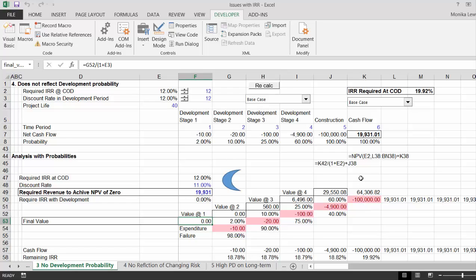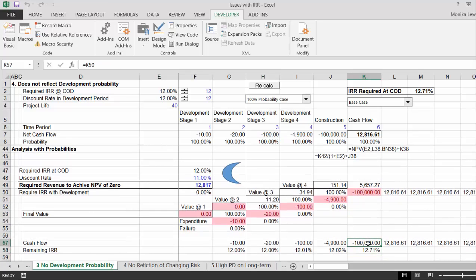Now, let me put it back to the 100% probability case. There's our 12.71 that we need right at financial close. But if we instead have the base case probability, then we need 19% at financial close because we made all these expenditures and we have this big chance of failure. These are our chances of failure. If we took the accumulated chance of failure to the beginning, the failure rate is almost 100%. We could put the failure rate at different places.